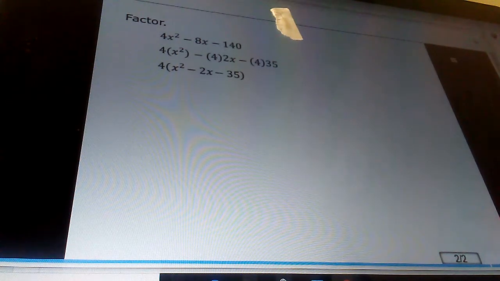So let's set up our parentheses. Don't forget the factor 4. For the first terms, we have to have x and x to get x squared. Now we need two numbers whose product is negative 35 and whose sum is negative 2.